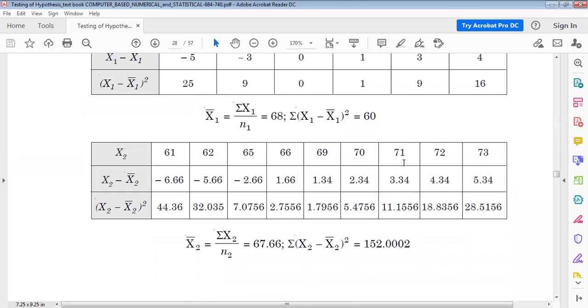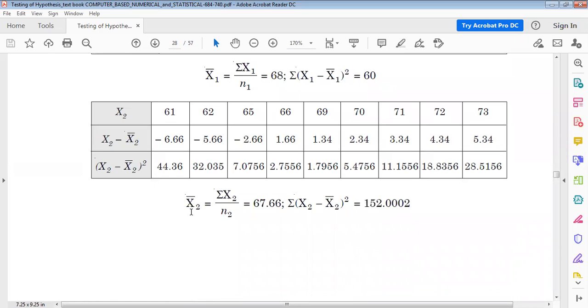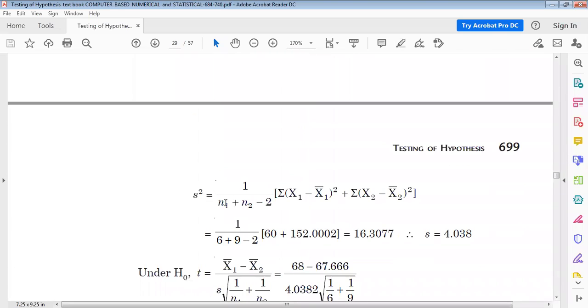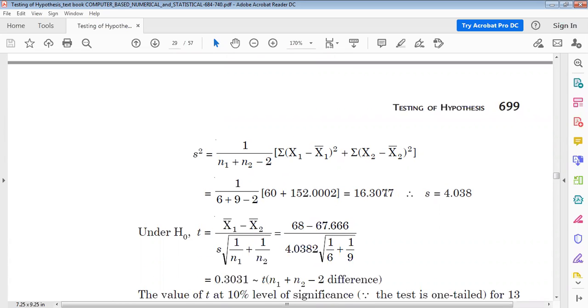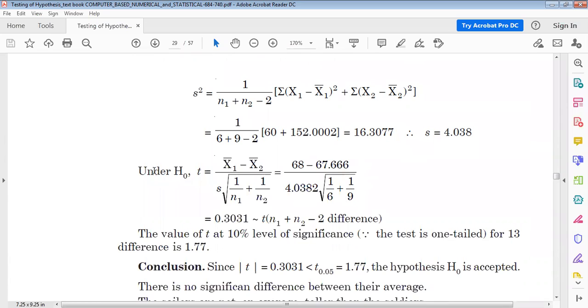For x2, by the same procedure, we get x2 bar equal to 67.66, and the summation of x2 minus x2 bar whole square, taking the sum, we get 60. Now S square, the standard deviation, will be 1 by n1 plus n2 minus 2 times the summation of first sample square plus second sample square. Under the null hypothesis t equals the previous formula, calculating 0.3103.